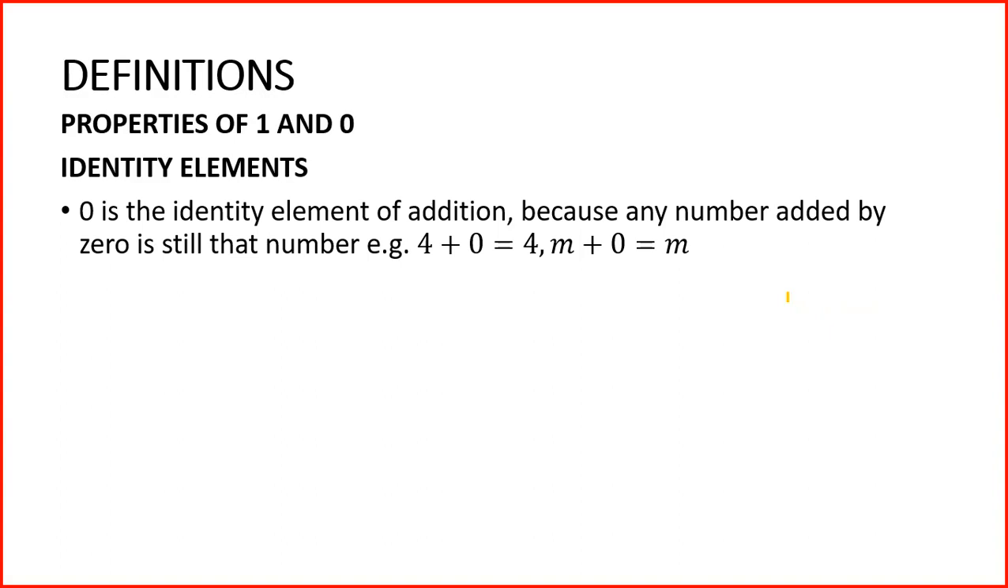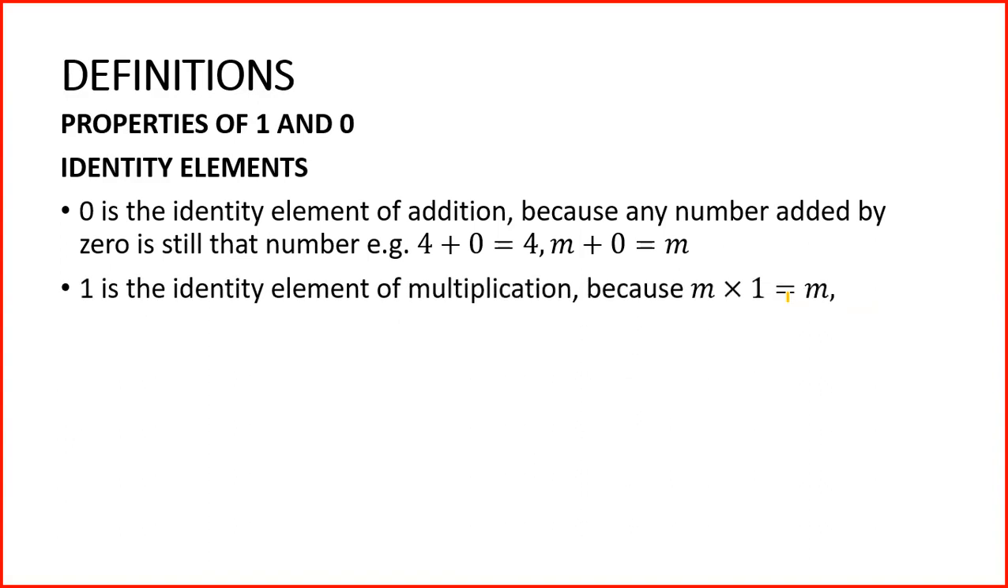And we say that 1 is the identity element of multiplication because anything you multiply by 1 stays the same. 1 multiplied by m is m. 1 multiplied by a million is still a million. 1 multiplied by 2 is still 2. So that's why we say 1 is the multiplicative identity. Now let's go to inverses.